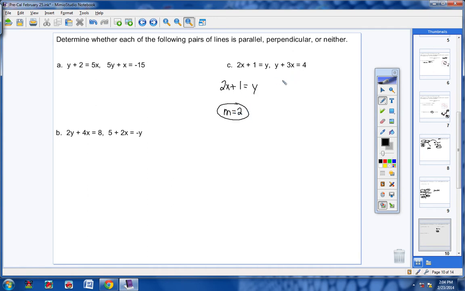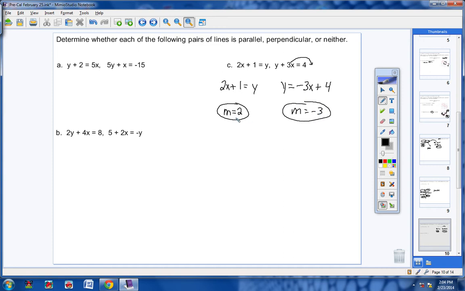Now let's come over here. Let's get y by itself. We're going to bring the 3x over and make it a negative 3x. So negative 3x, there's already a positive 4 here, positive 4. Okay, y is all by itself, so I know the slope is always the coefficient of the x, and in this case the coefficient of the x is negative 3.